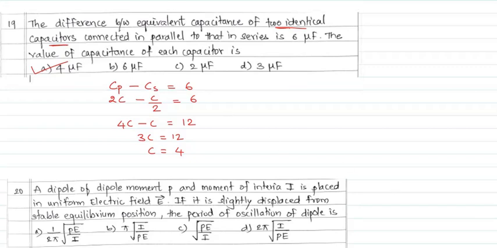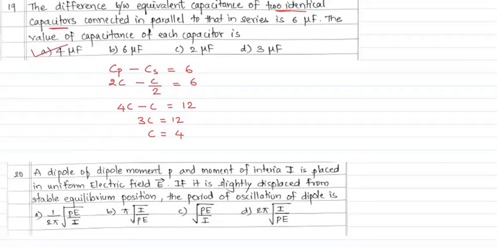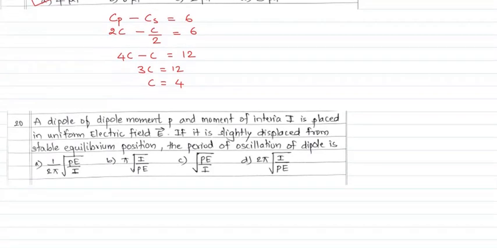Lastly, a dipole of dipole moment P and moment of inertia I is placed in an electric field E. It is slightly displaced from stable equilibrium position. The period of oscillation of dipole is, you are required to find T. So direct formula is there. T is equal to 2 pi root of I by PE. So option D is our answer.